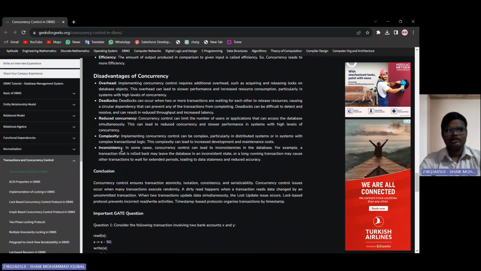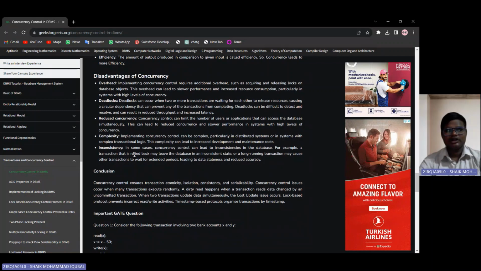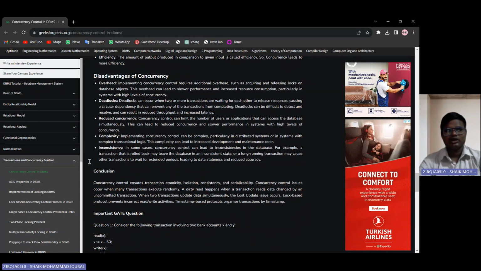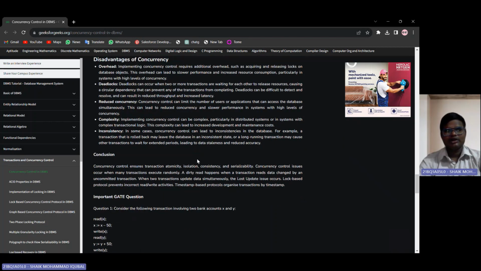Conclusion. Concurrency control ensures transaction atomicity, isolation, consistency, and serializability. Concurrency control issues occur when many transactions execute randomly. A dirty read happens when a transaction reads data changed by an uncommitted transaction. When two transactions update the data simultaneously, the lost update issue occurs. Lock-based protocol prevents incorrect read and write activities. Timestamp-based protocol organizes transactions by timestamp.